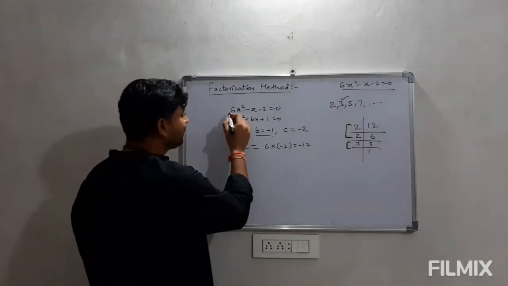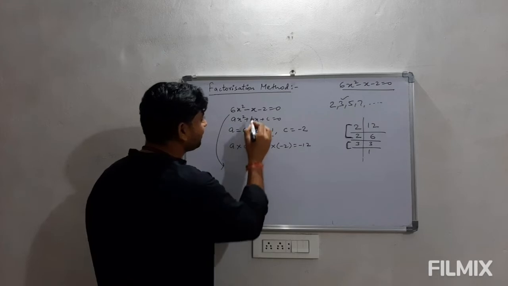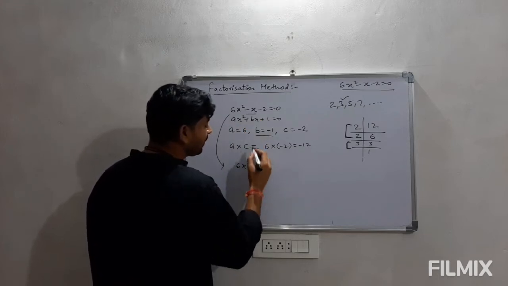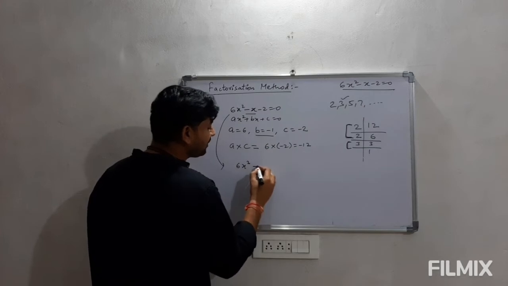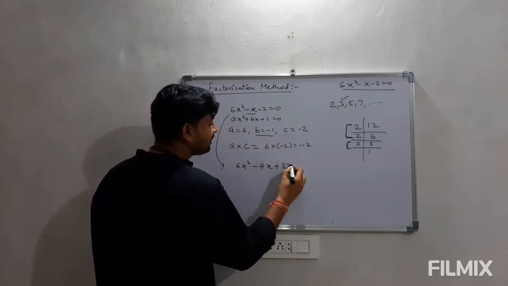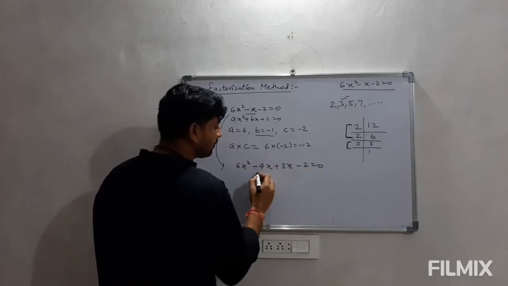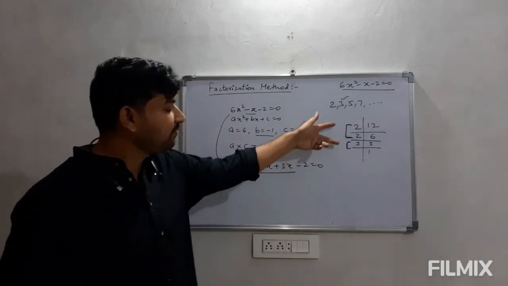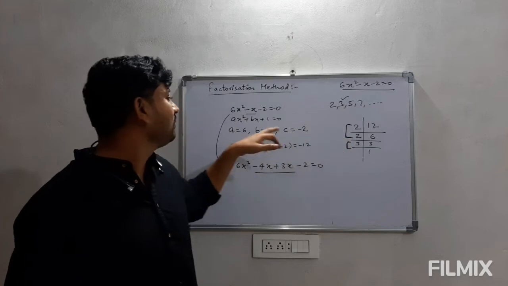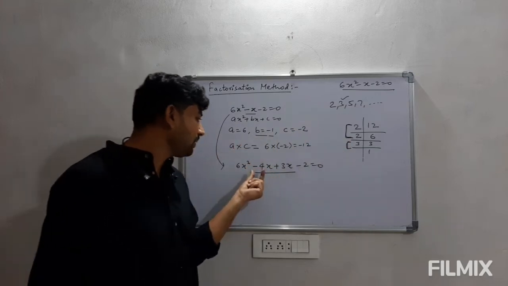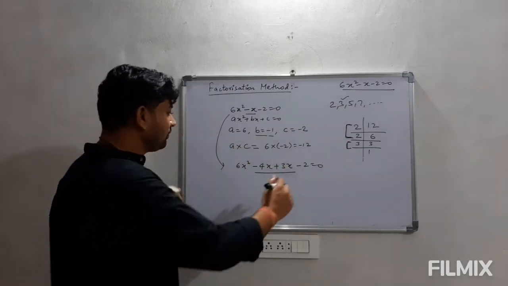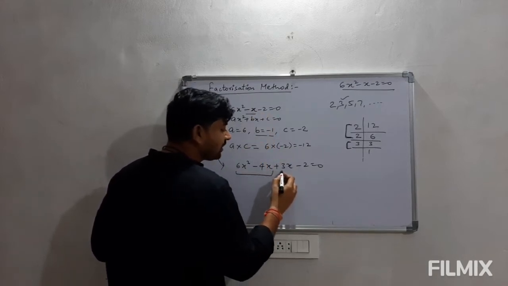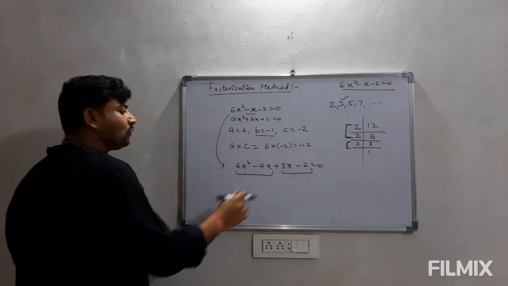So we will divide the middle term in 2 parts in such a way, like 6x square, and in place of -x we will be writing -4x and plus 3x minus 2 is equal to 0. In place of -x we have written -4x plus 3x, because we are getting these two factors 4 and 3. We need -1 as b, so this will be -4 plus 3. Now we have total 4 terms in place of 3. Now we have to take common from these two pairs.